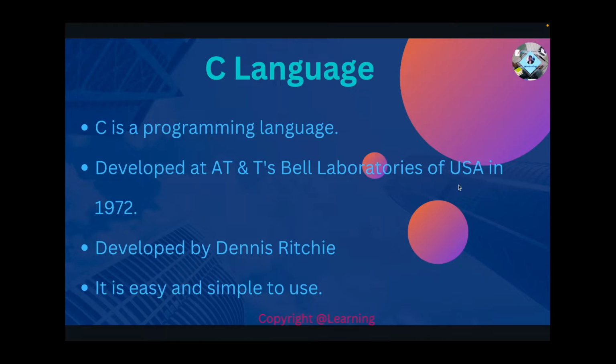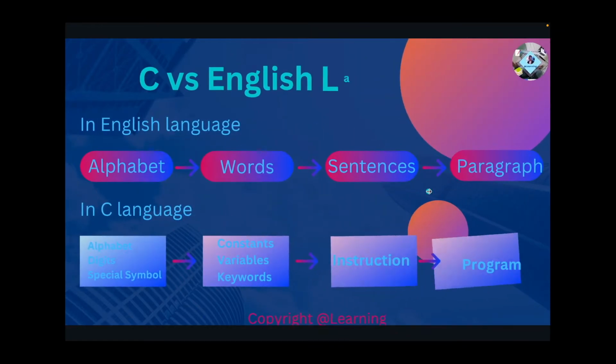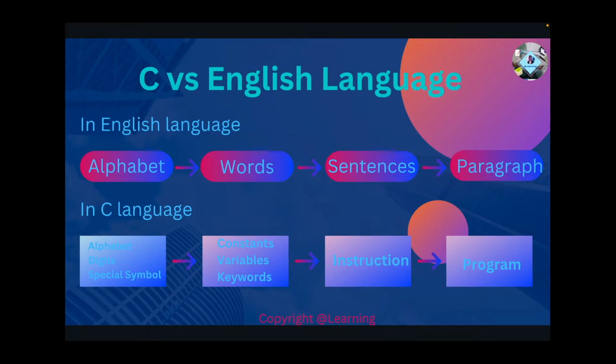So let's see what is next. In the previous video we learned that C is also a language like English or any other language. C is similar to that. So you all know the syntax of the English language, right? At the basic level, some alphabets make some words, some words make some sentences, and some sentences make a paragraph, right? Similar to this, in C language there are some alphabets, digits and symbols.